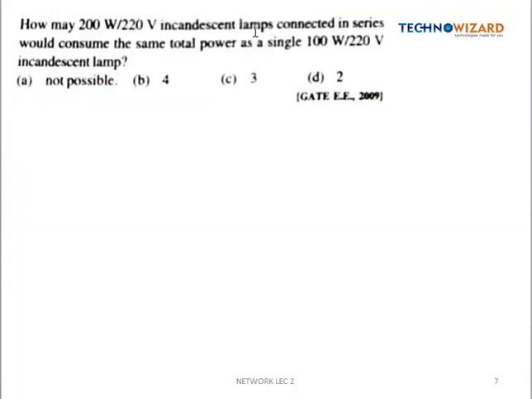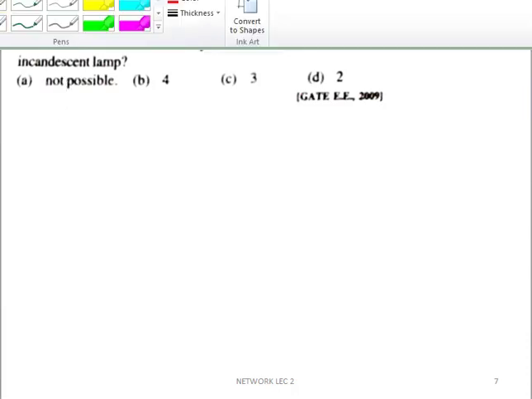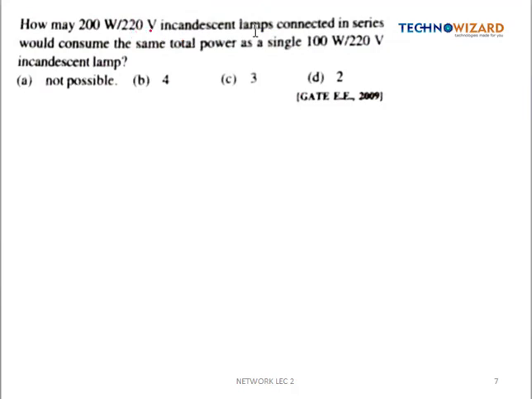So this is our next question. How many 200 watt, 220 volt incandescent lamps connected in series would consume the same total power as a single 100 watt, 220 volt incandescent lamp? They have given us 200 watt, 220 volt lamps. We need to calculate how many of them are connected in series so that they will consume the same total power as consumed by a single 100 watt, 220 volt bulb.